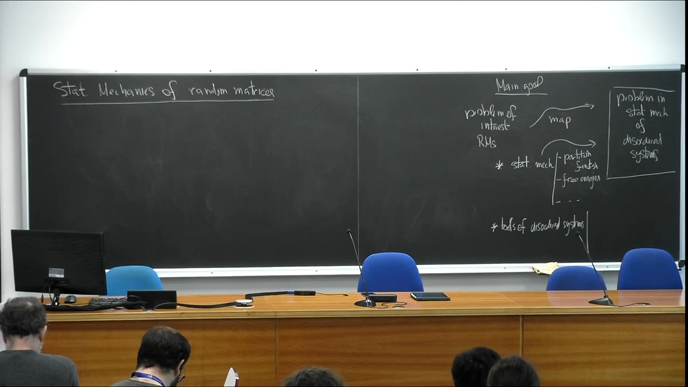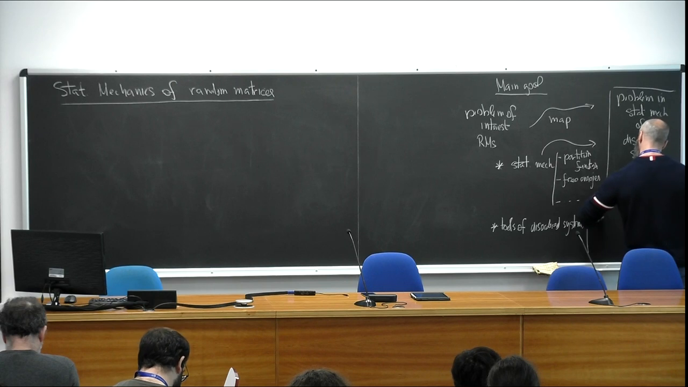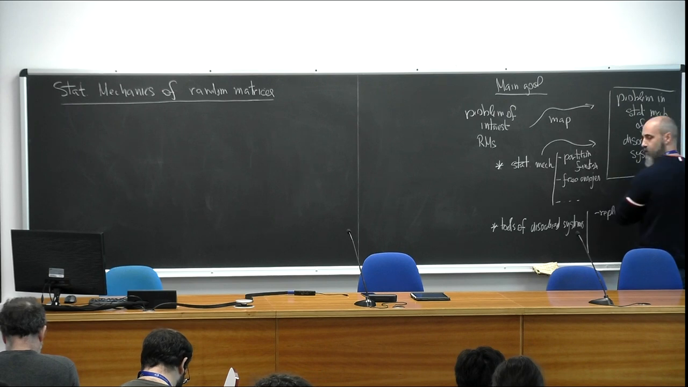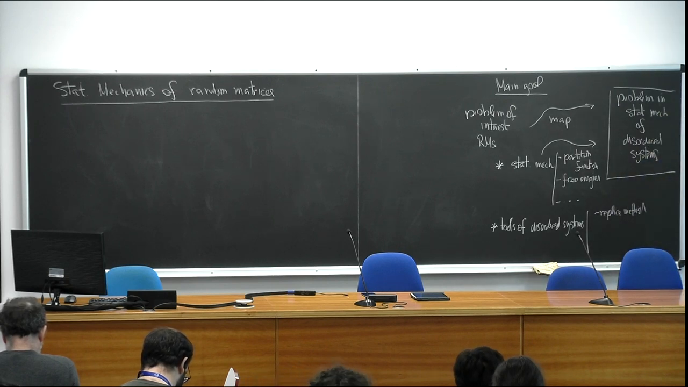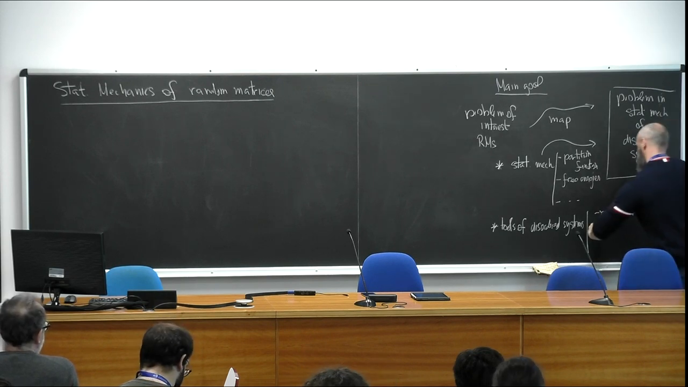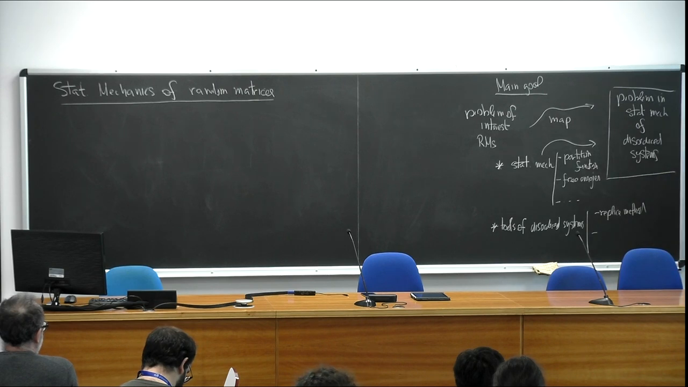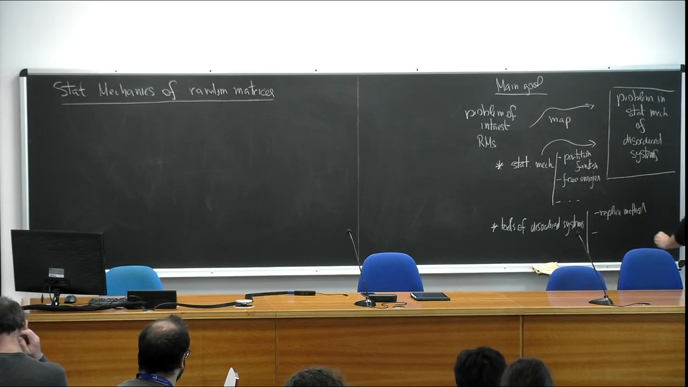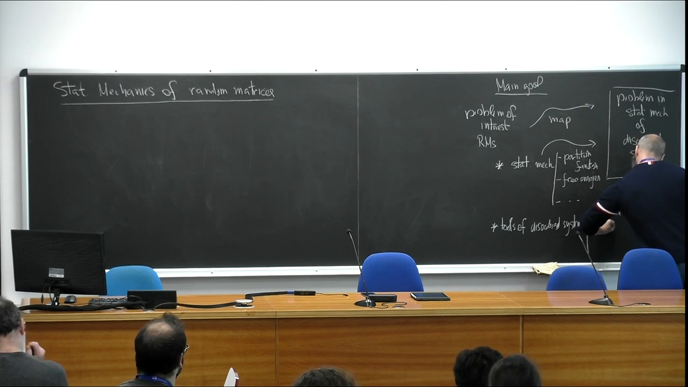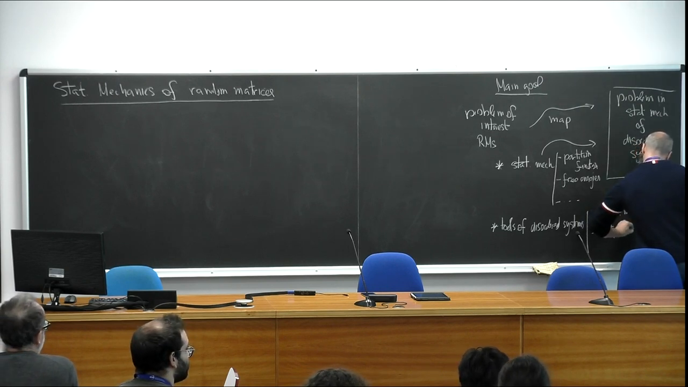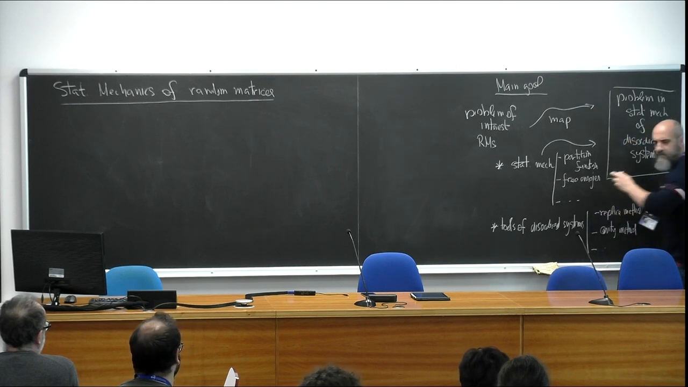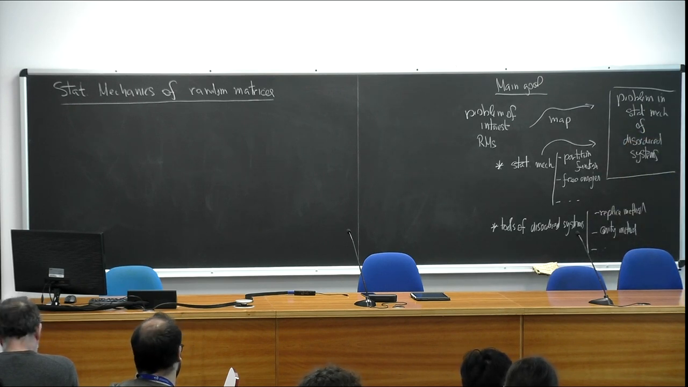So which are those tools? Those tools are what is called the replica method, which some of you may have heard about. Who knows the idea of the replica method? Raise your hands. And the rest of you don't know, that's very good, so I have something new to teach. The other method is called the cavity method. Maybe for other very advanced results on random matrices you would use other techniques, but I'm going to focus on those. Good so far?